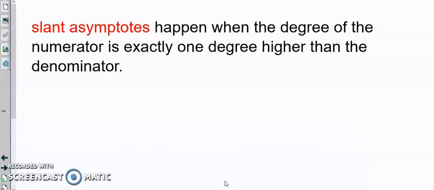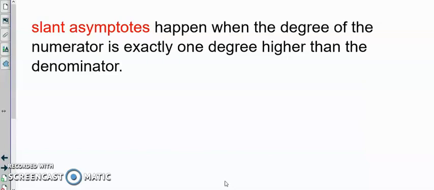With that, we have now slant asymptotes. These are another vocabulary word that we're going to throw in here. Slant asymptotes happen when the degree of the numerator is exactly 1 degree higher than the denominator. So this is exact. We have to remember that part.